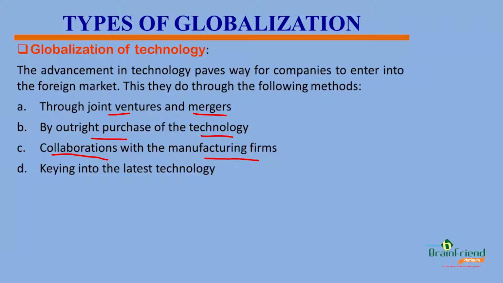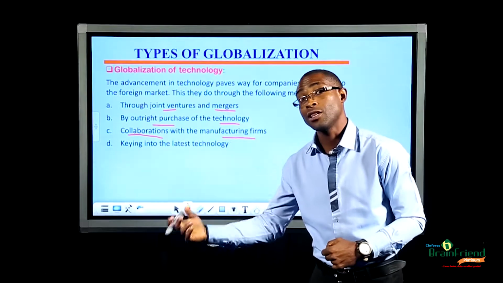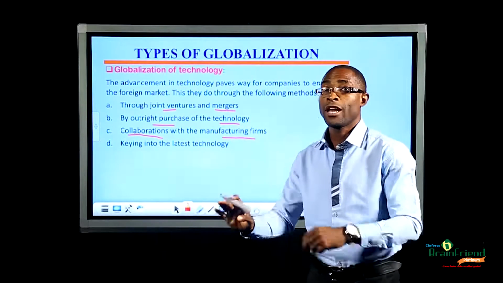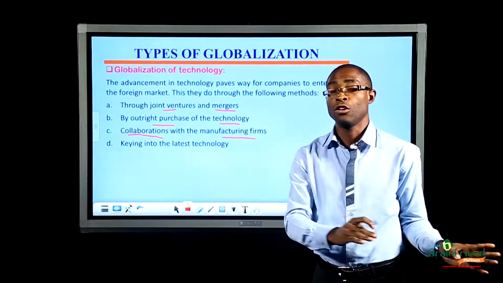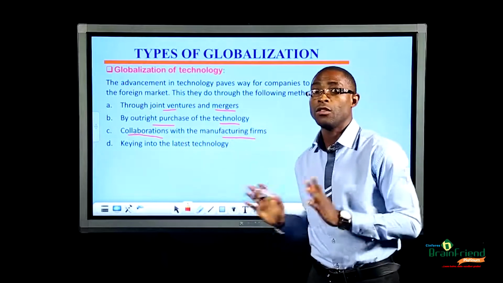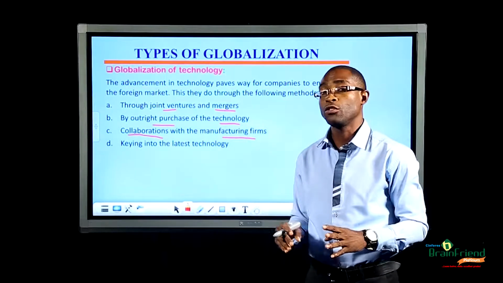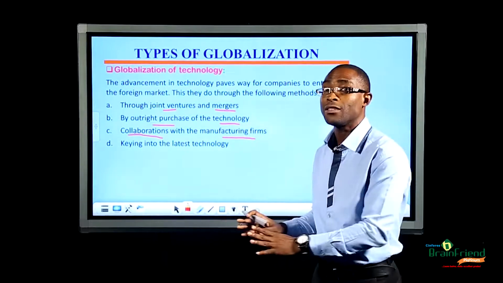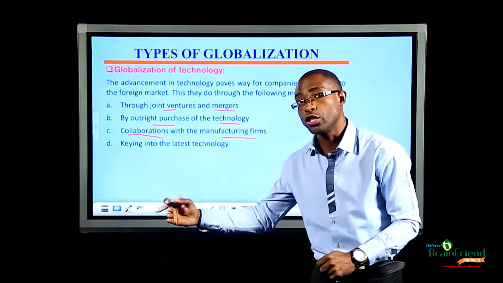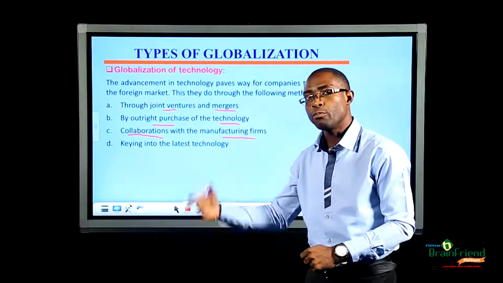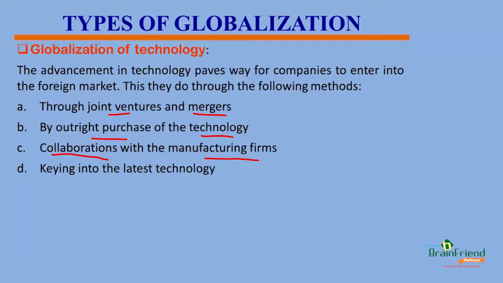Now, thirdly, it engages collaborations with the manufacturing firms. Now, you could collaborate with the manufacturing firm and say, okay, for producing this, you will sell it and then give me maybe 60% or 40% and you take the rest. That's collaboration. You might not necessarily be there when it is happening, but you're contributing your quota to the production of the goods.